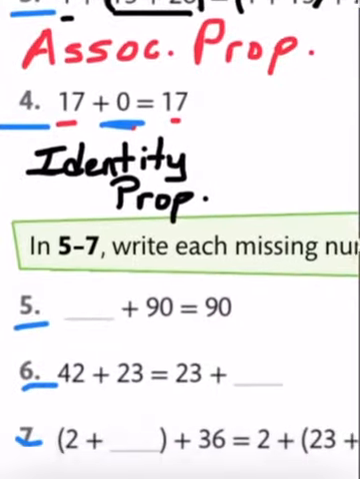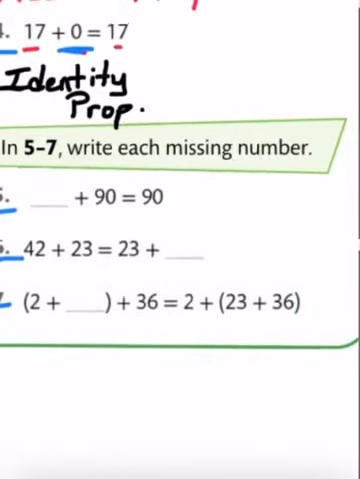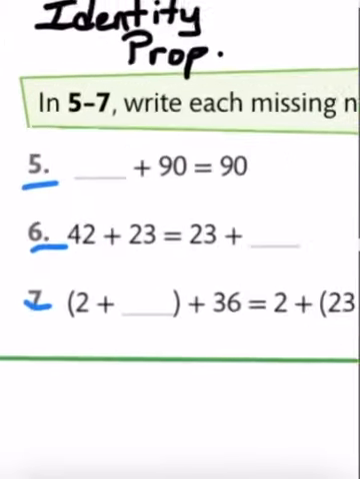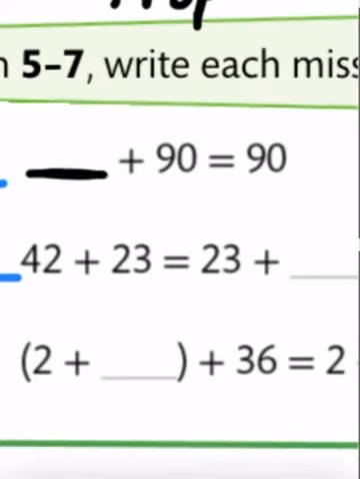All right. 5 through 7. Write each missing number. Number 5. Something plus 90 equals 90. So if we think about our properties, we have the commutative property where we can switch numbers around, the associative property where we can group numbers, and the identity property where we add 0. 0 plus 90 equals 90. So we just put 0.